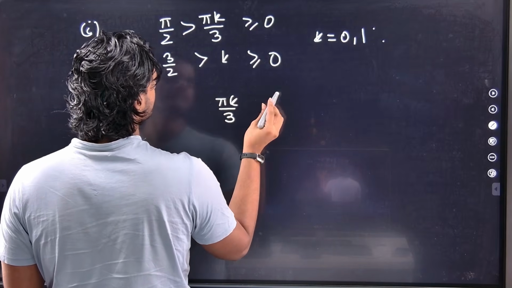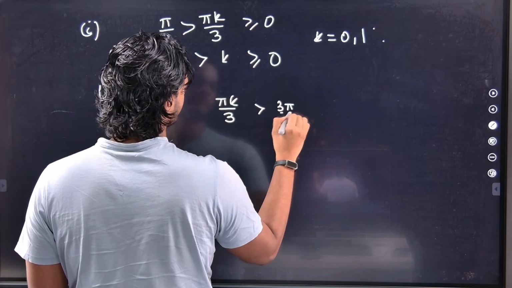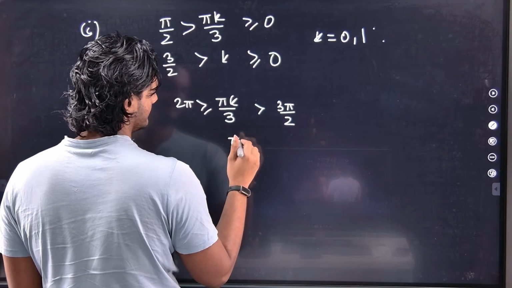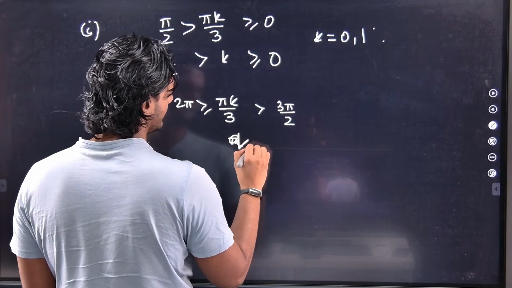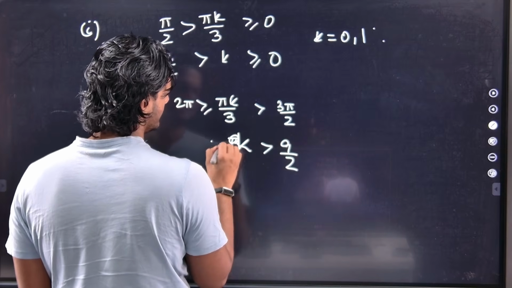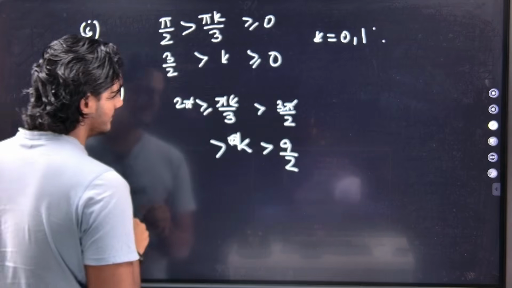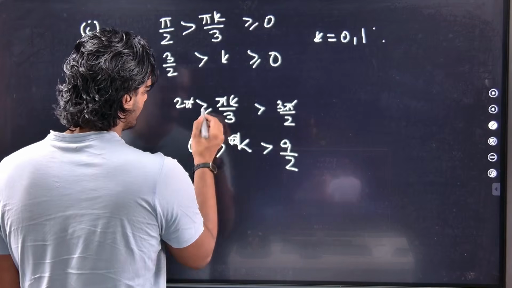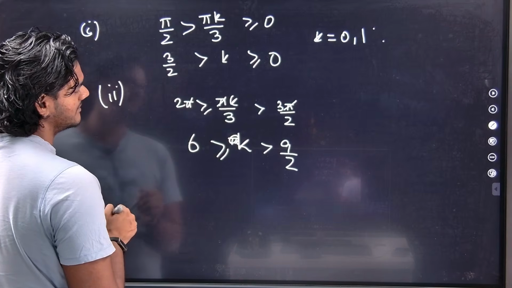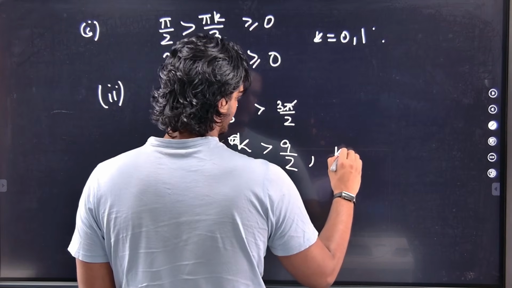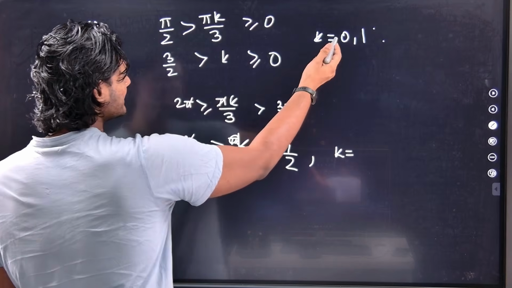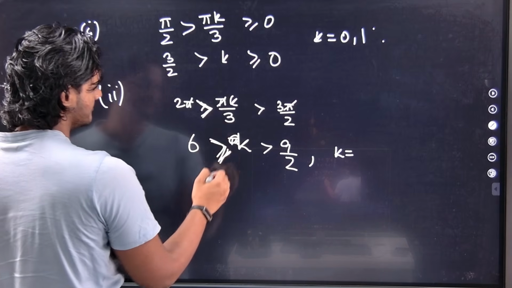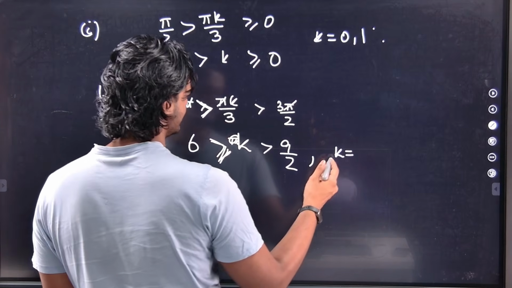Or what is the other possibility? Pi k by 3 is strictly greater than 3 pi by 2 and less than or equal to 2 pi, right? So that would mean k is strictly greater than 9 by 2 because I can cancel out pi, right? And k is less than or equal to 6. Well, you can take anything. If you take 0, I don't think we will need to include 2 pi, because 2 pi is simply an additional thing. So I'll take strictly less than 6.